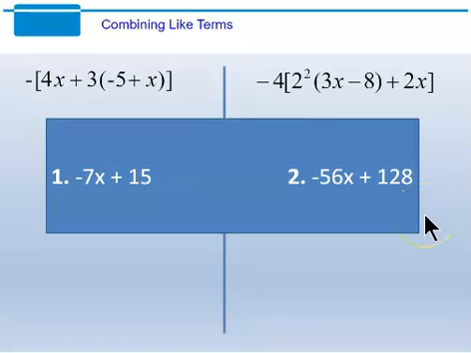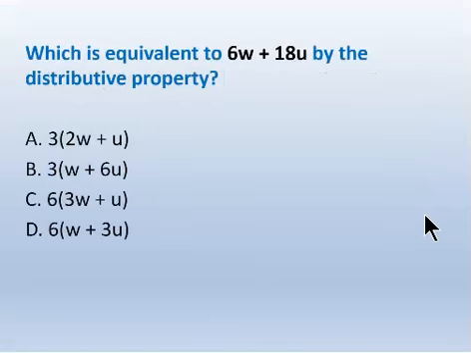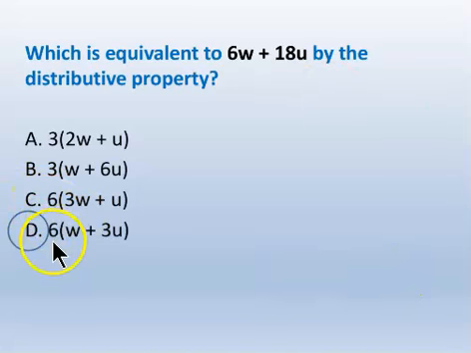Well, let's try kind of thinking, okay? Which is equivalent to 6w plus 18u by the distributive property. If we distribute either the 3 or the 6, which one's going to give me this as an answer? Pause the video, see if you can answer it. The answer is D, because I'm going to go 6 times w, and then I'm going to go 3 times u. So that's going to give me 18. This one here would give me the 6w, but not the 18. This one would give me 18, but not in the correct order.